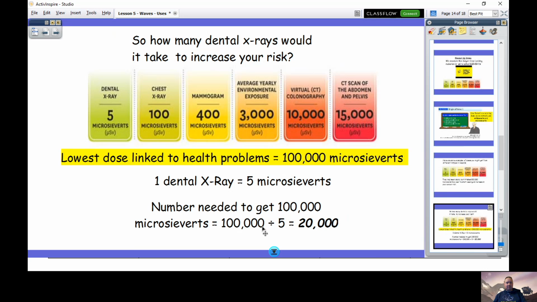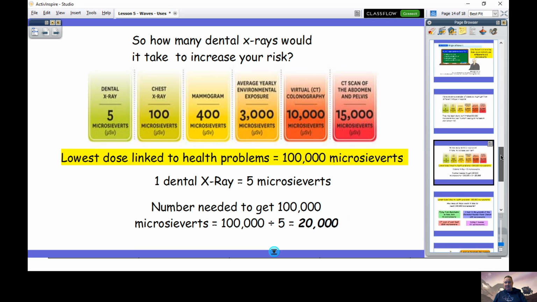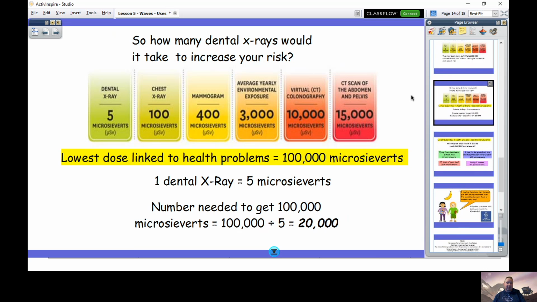So I take 100,000, divide it by the 5 microsieverts, and that tells me I would need 20,000 x-rays from the dentist to even slightly increase my chance of becoming sick or developing a cancer. So it's a ridiculously big number. So although some of those radiation doses you might think are scary numbers, actually they're such tiny numbers that it hardly makes any difference.